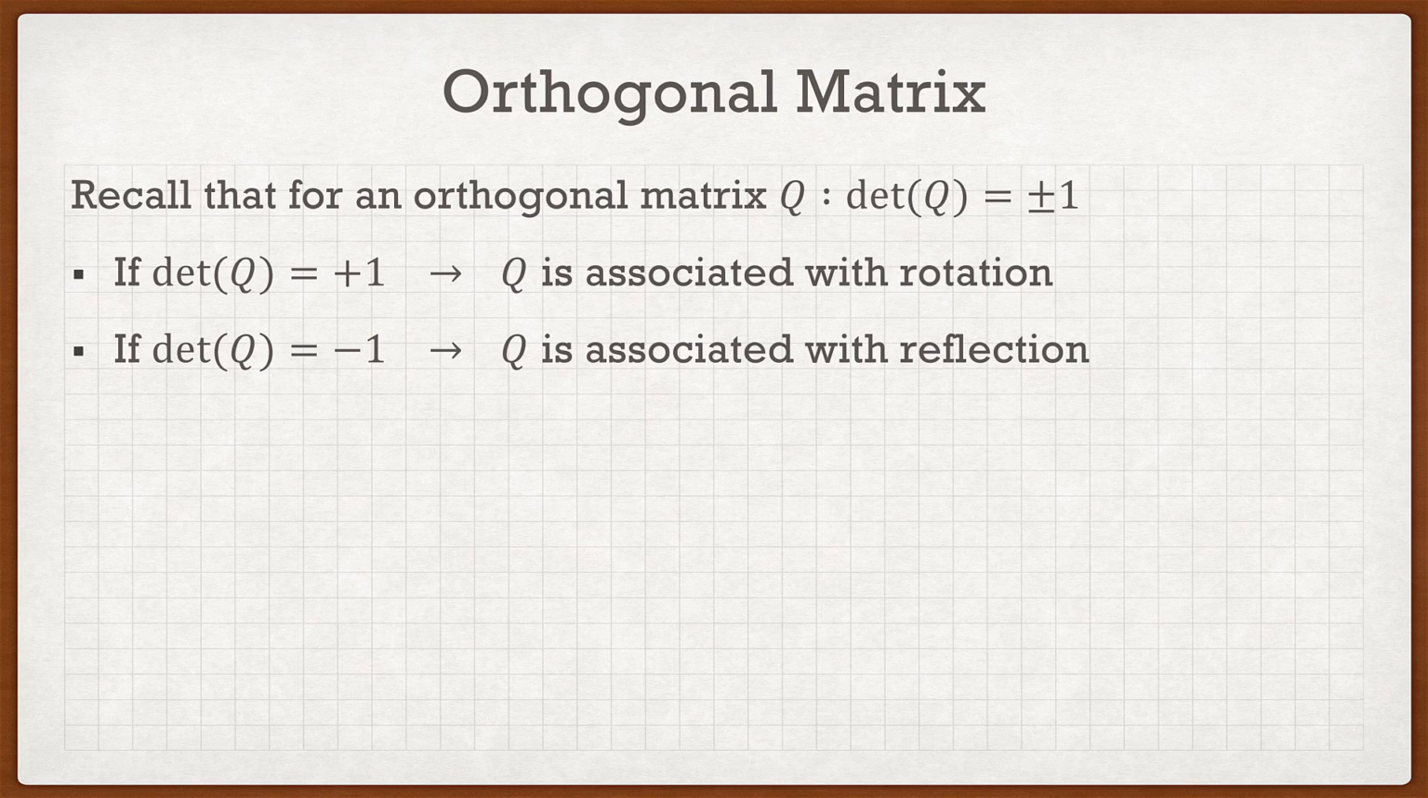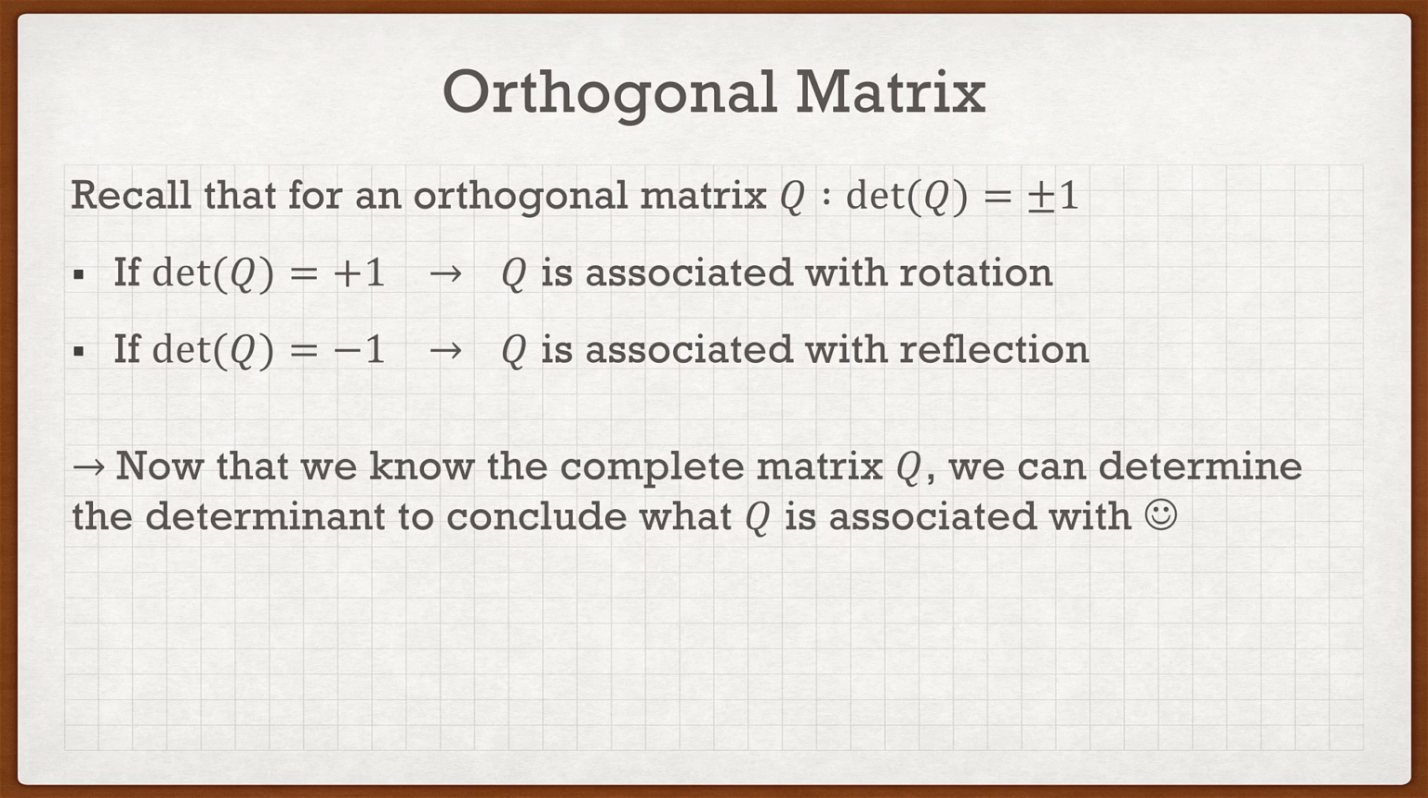Now that we have the full matrix Q, it's as simple as solving the determinant either by hand or through Mathematica, and you'll either get 1 or negative 1. Then you just check: if I get a determinant of 1, Q is a rotation. If I get a determinant of negative 1, Q is obviously a reflection. That's just the statement here, which summarizes what I just said. We can find the determinant to figure out what Q is associated with.